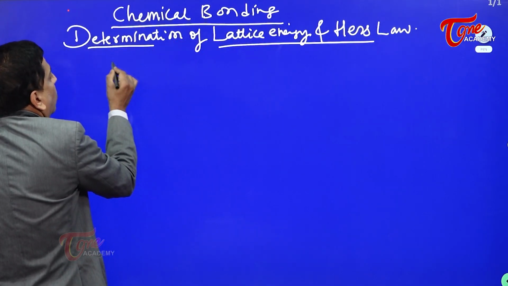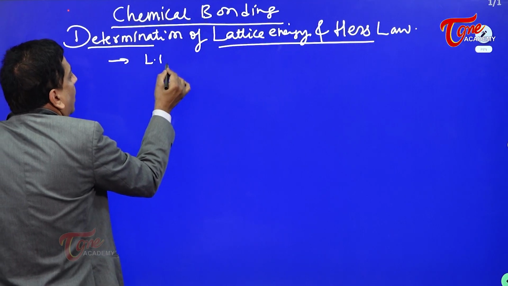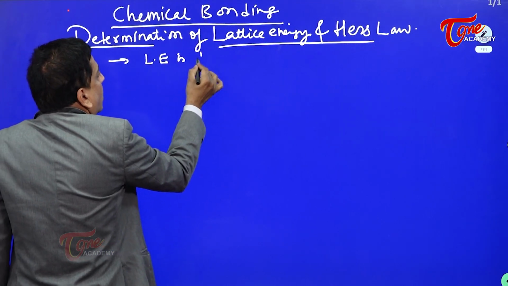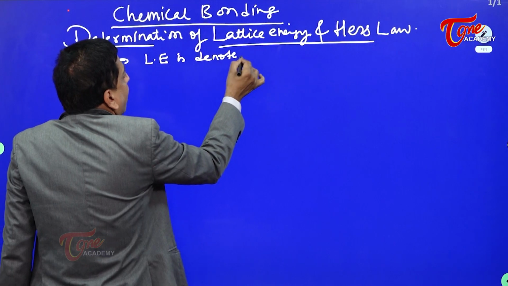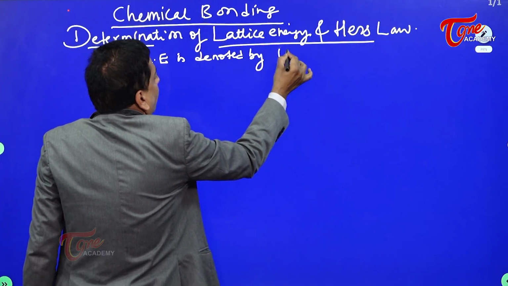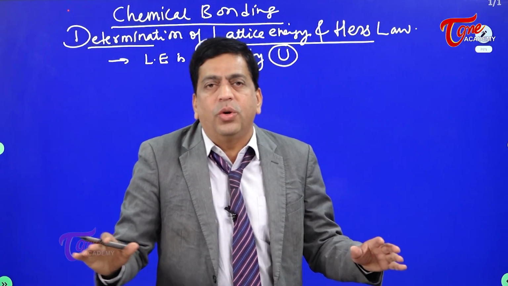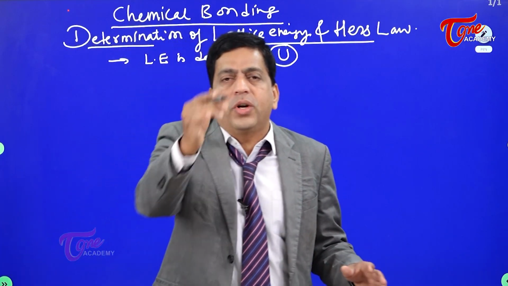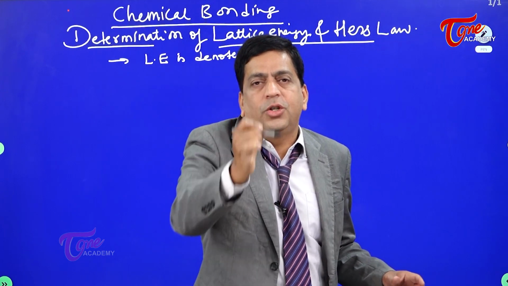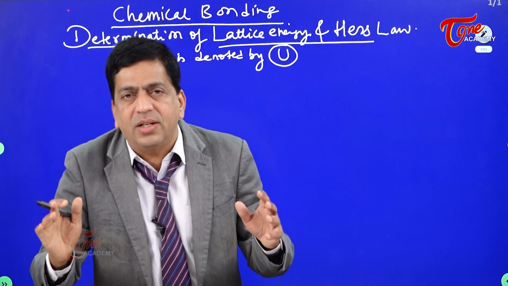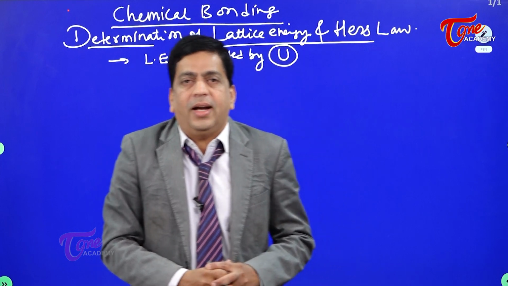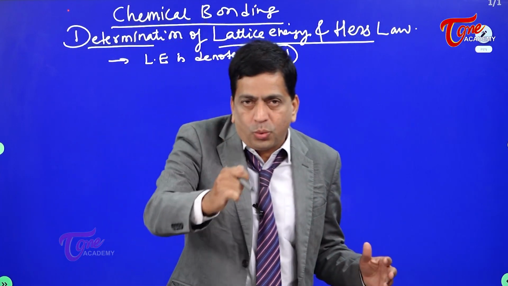First of all, you understand that lattice energy is denoted by U. So whenever you're opening your textbook or going through any science books, when you look at U, that U is basically designated for lattice energy. You must understand, the lattice energy is basically denoted by U.